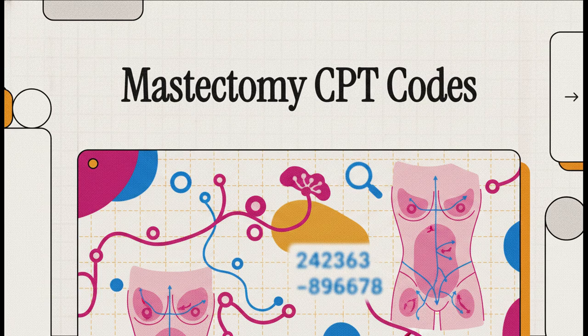If you deal with surgical reporting, you already know that a single digit can completely change the entire meaning of a procedure. So, this explainer is all about untangling the sometimes tricky web of breast surgery codes, specifically mastectomies and lymph node procedures. Let's just jump right in and see exactly how these codes actually differ from one another.